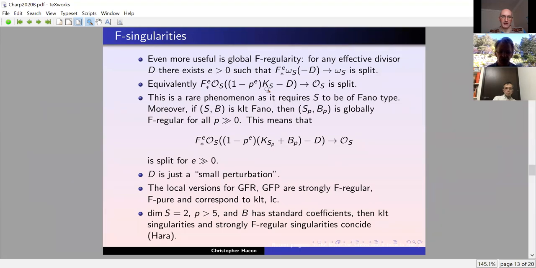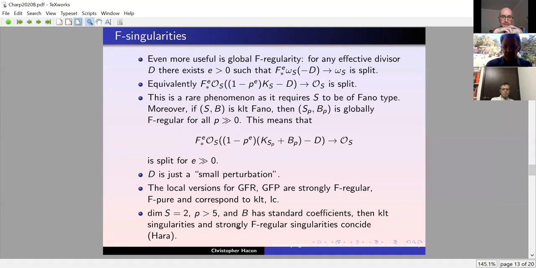Okay, so going back to trying to understand these singularities better, one interesting thing does happen, and here we see the first reason why characteristic greater than 5 plays a role. If we look at surfaces in characteristic greater than 5 with a boundary that has standard coefficients, then it actually happens that KLT singularities and strongly F-regular singularities coincide. So these notions are not just analogs, they're actually the same thing.